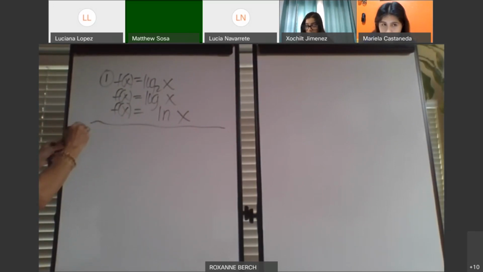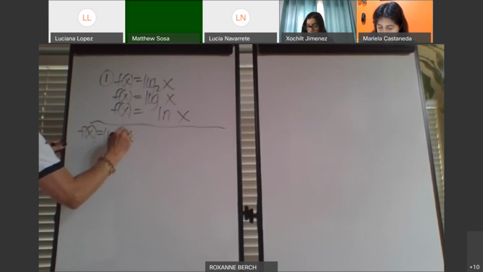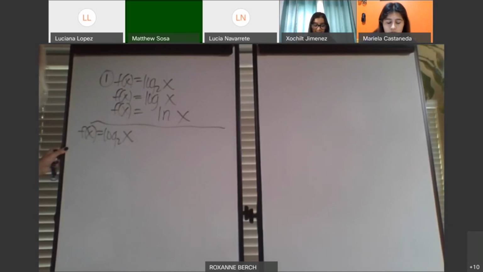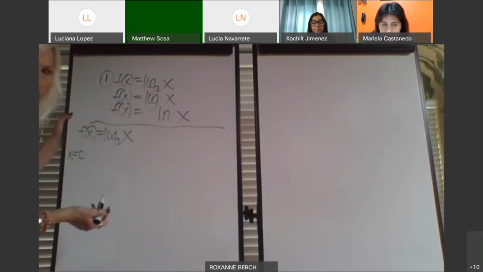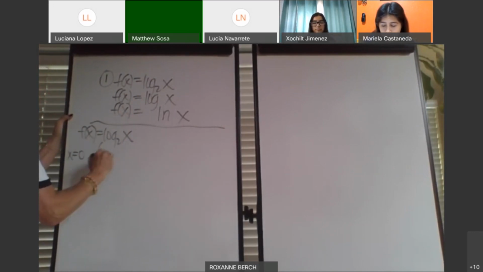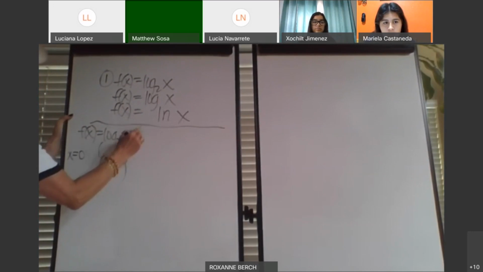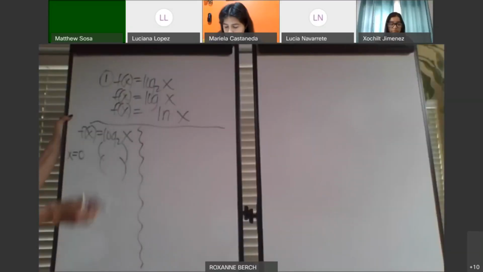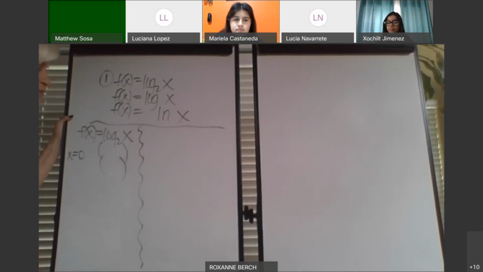So the first graph, I'll do the graphs over there. F of x equal to log base 2 of x, that's a parent. So there's a vertical asymptote at x equals 0. And all the parents have a vertical asymptote at x equals 0. So the tricky part of this is, what do you pick for x? So let me hear from you guys. What x's would you pick?